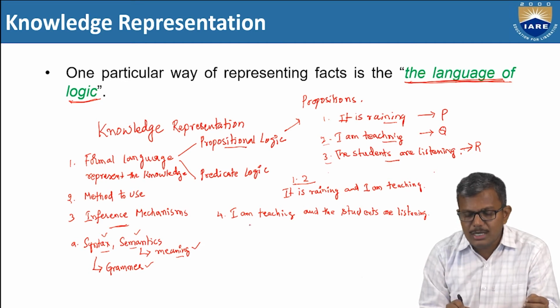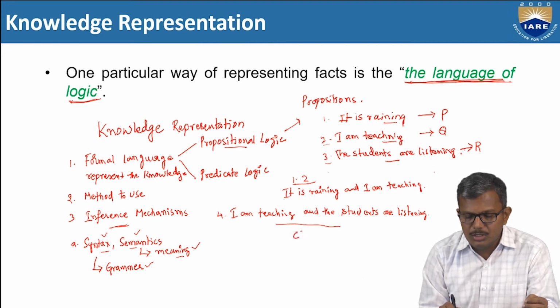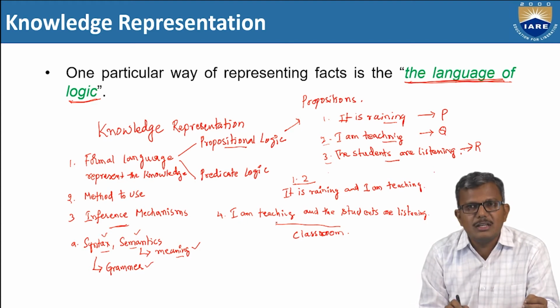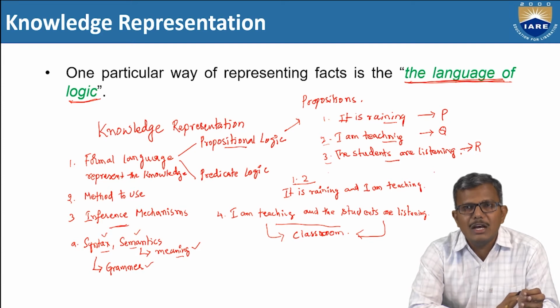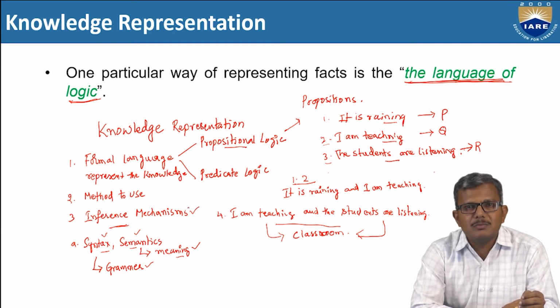You try to observe this one. This complete sentence is talking about only one particular world. What is that world? A classroom. The sentence "I am teaching" is talking about the world of the classroom, and "the students are listening" also belongs to the world of the classroom. So I have taken two representations which belong to the same world, combined them together, and generated a new sentence. Then we can say that we have applied the inference mechanism here.